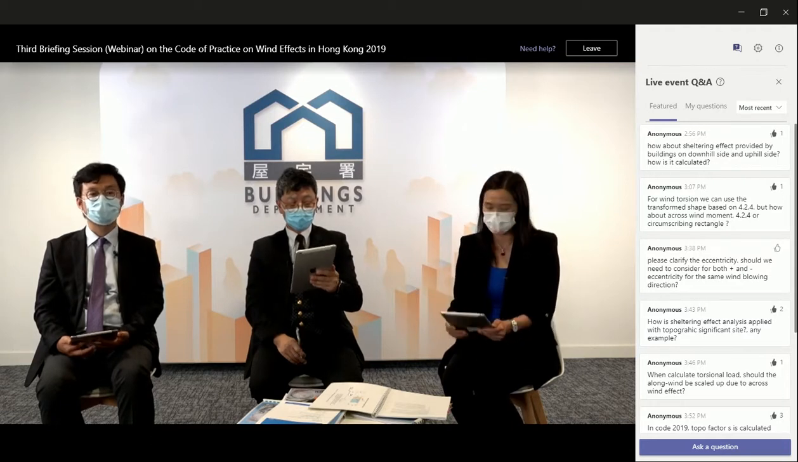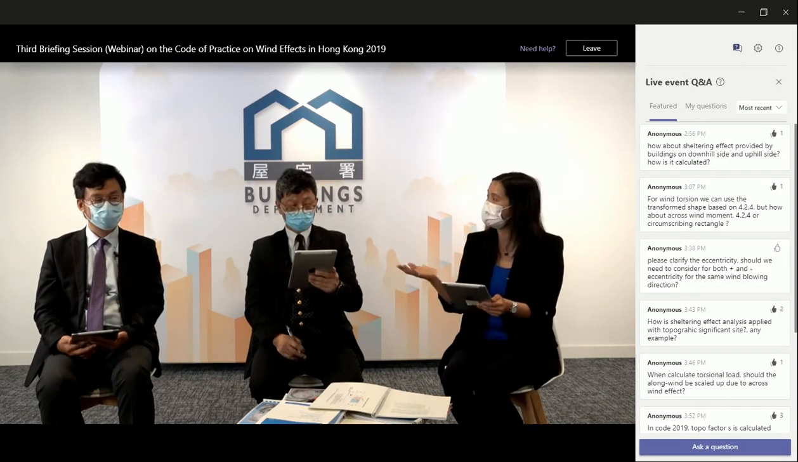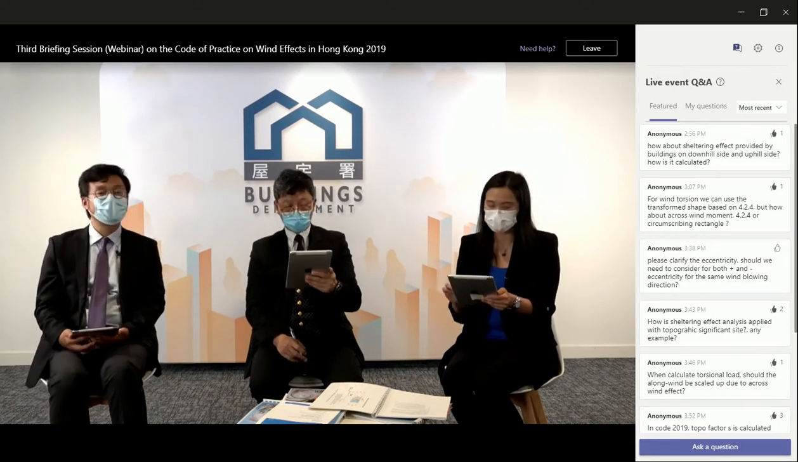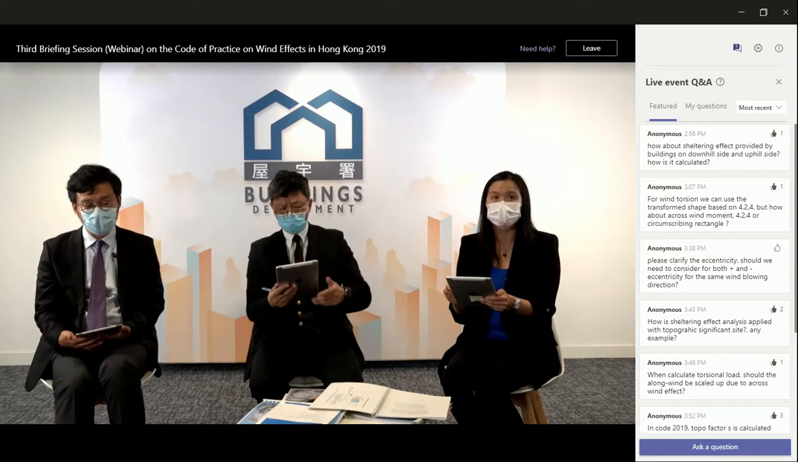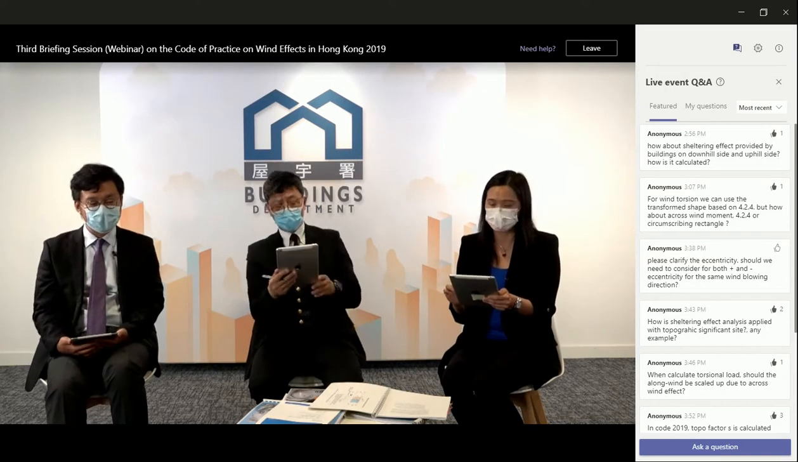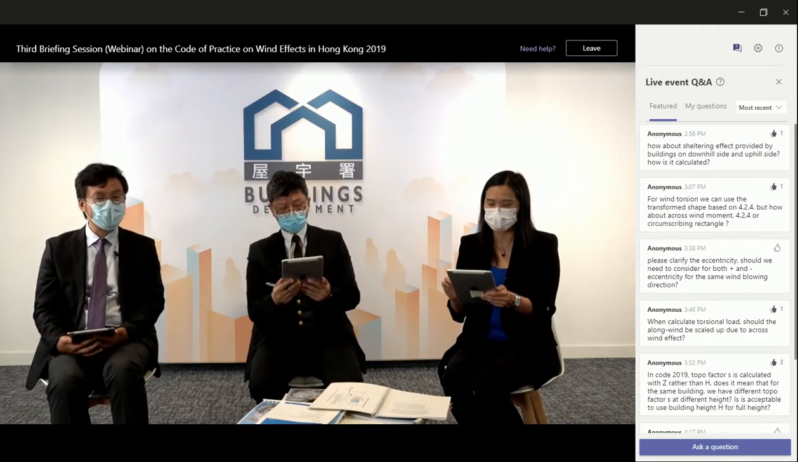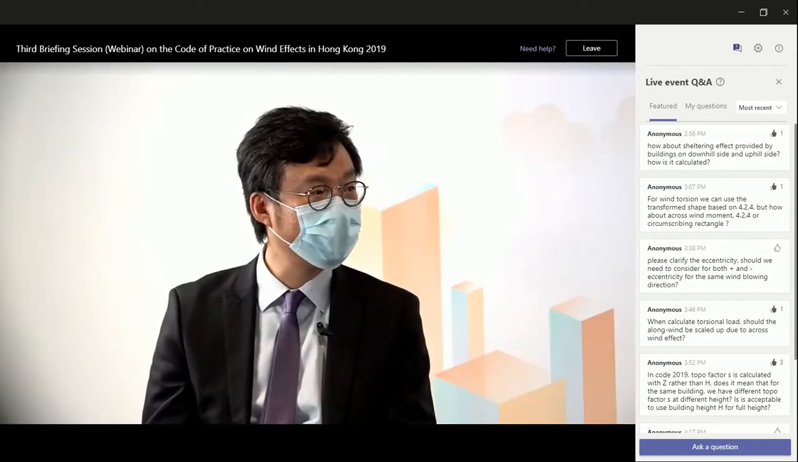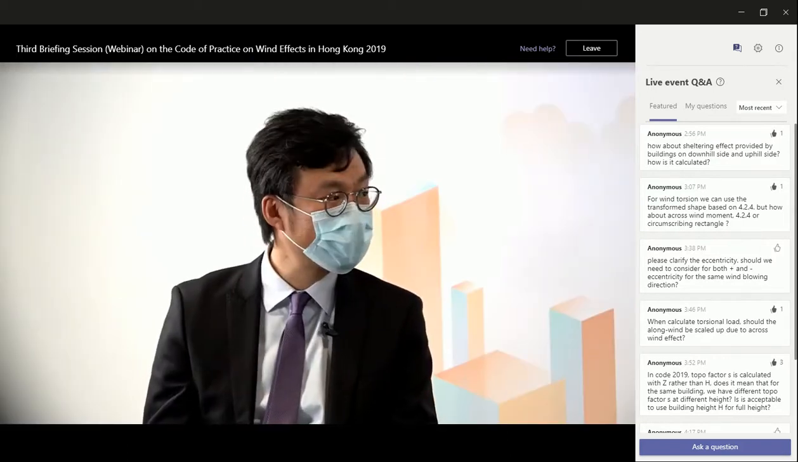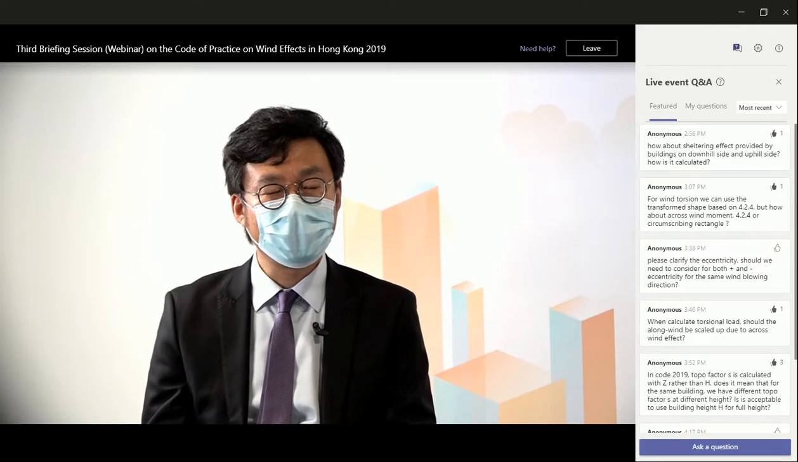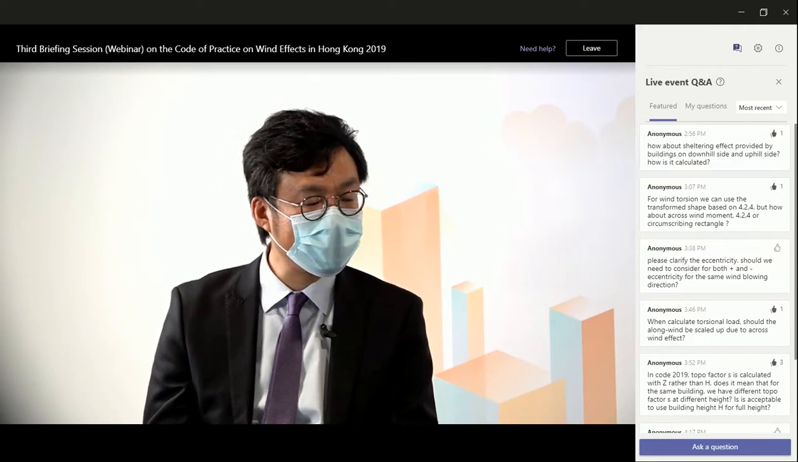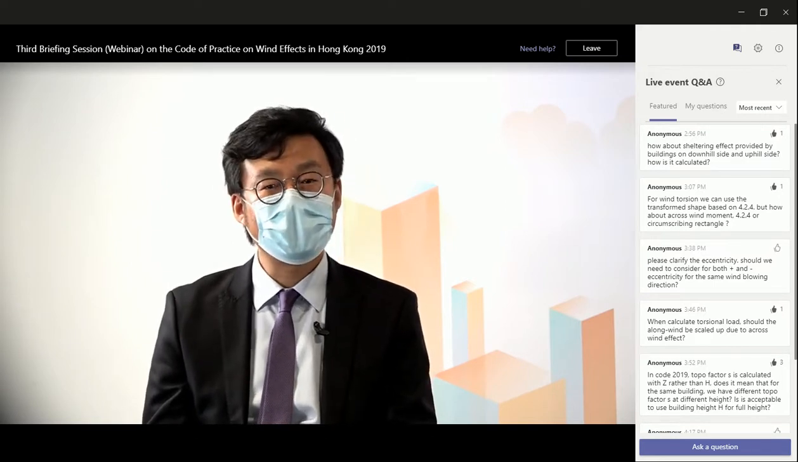Actually, they are applied separately. Any supplement from this? Yeah, exactly as what Fion explained. In topographic significance conditions, the calculation of topographic impact and sheltering impact should be done separately. So they are separate. For the topographic calculation, just refer to the appendix.